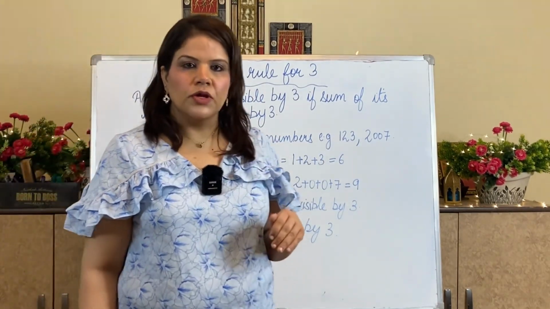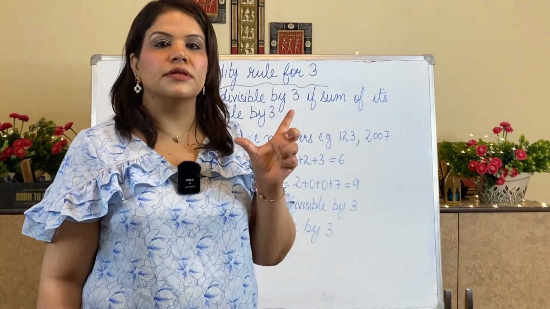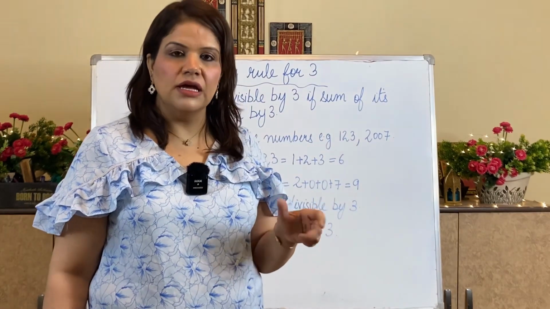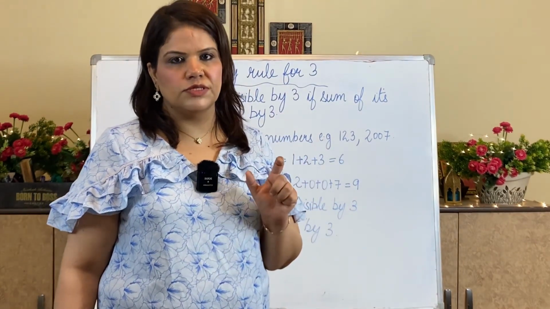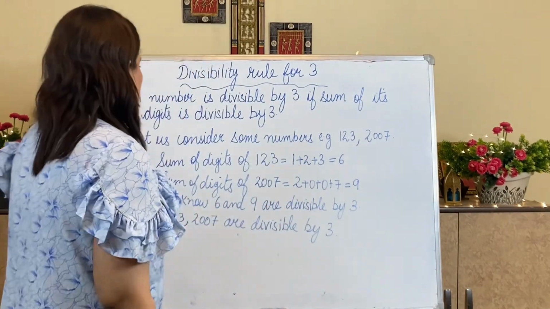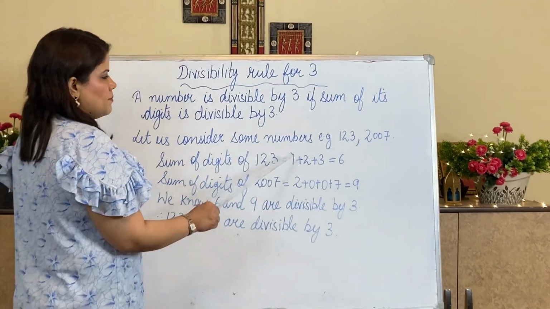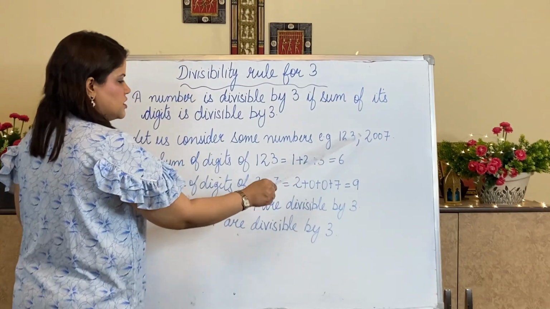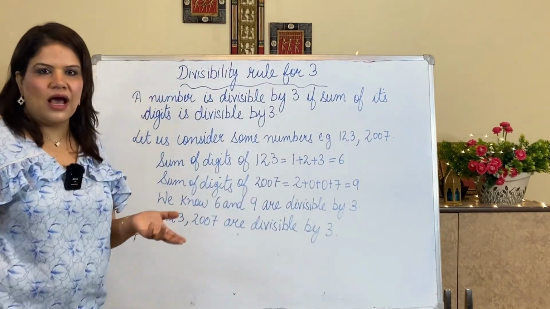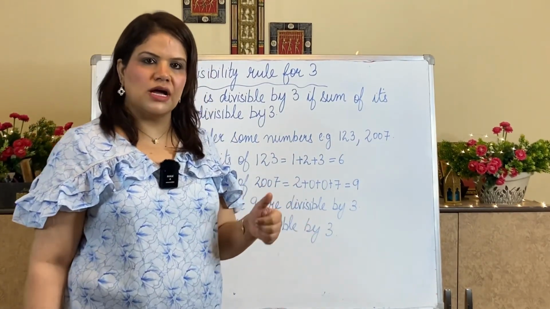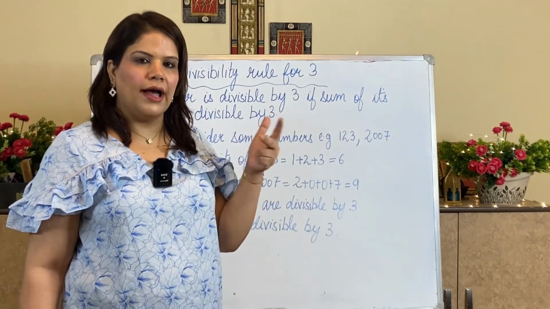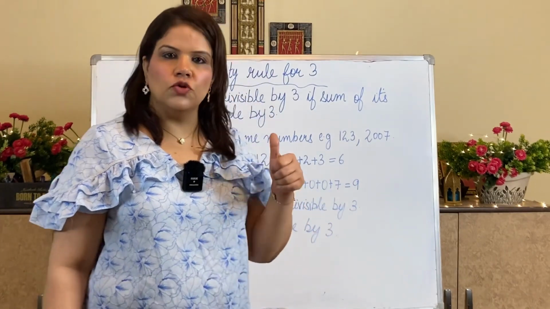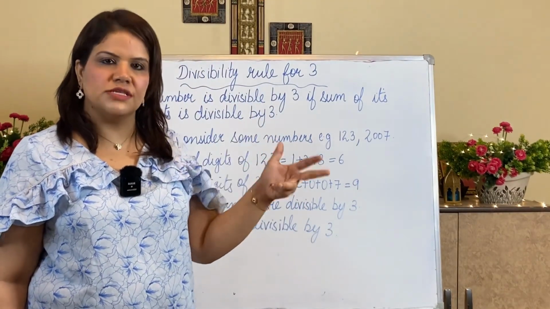What we will do? We will sum the digits value, and if it is divisible by 3, the number given is divisible by 3. Let us consider some numbers. For example, I am taking 123 and 2007. Now 123 has three digits, 1, 2 and 3. And 2007 has 4 digits, 2, 0, 0, 7.